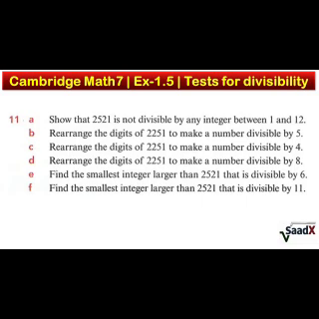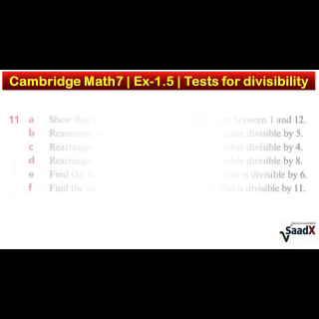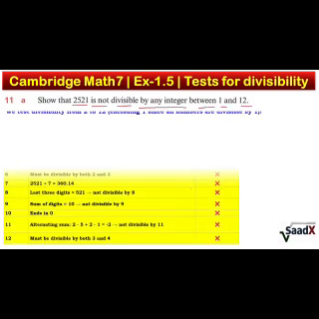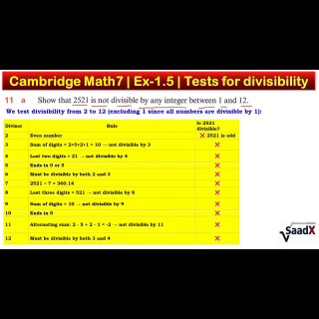Next, number 11. Number 11 has 6 questions. So one by one we try to solve. First one, show that 2521 is not divisible by any integer between 2 and 12. Very interesting. Look, 2521 is an odd number, so divisibility by 2 is not possible. The rule is it should be even, right?